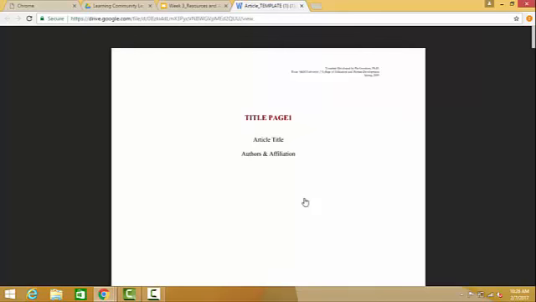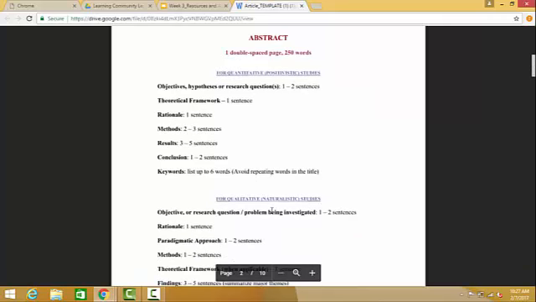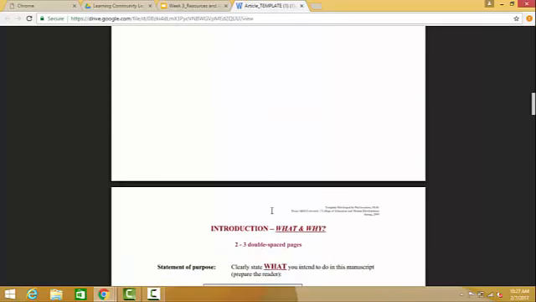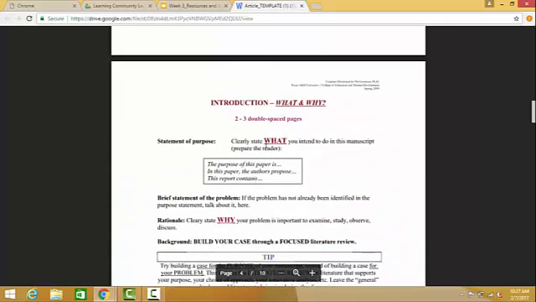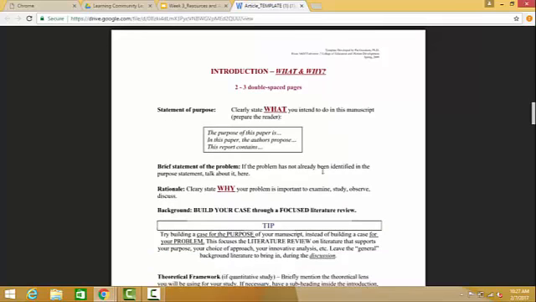And so she put together this template that truly walks you through. Like, here's your abstract. It should be about 1 double-spaced page, about 250 words. Okay? And so this is what you should do if it's quantitative. This is what you should do if it's qualitative. And then she goes into mixed methods. Then she goes into your introduction. Your introduction should be the what and the why of your paper. It should be 2 to 3 double-spaced pages. It should clearly state what. And she literally goes through step by step and gives you tips.